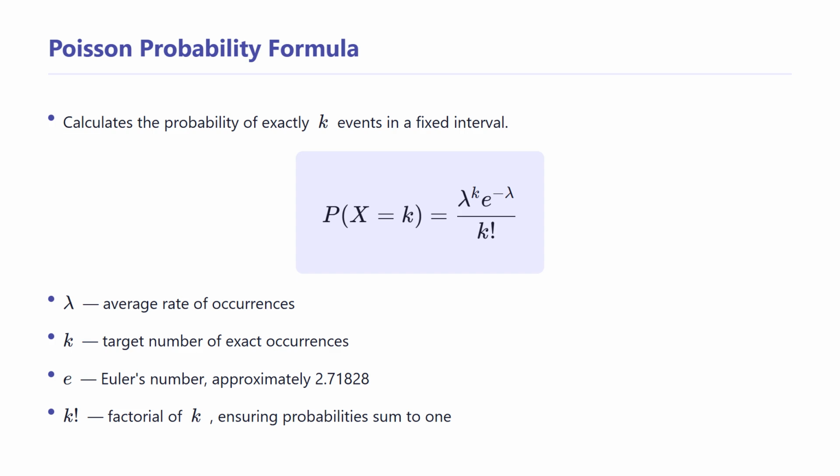The symbol k is our target number of occurrences. The symbol e is Euler's number, a mathematical constant that naturally appears in growth and decay processes. The denominator is k factorial, which scales the result to ensure all possible probabilities sum perfectly to 1. Physically, if you increase the average rate lambda, the peak of the distribution shifts to the right, meaning you expect more events to happen overall.